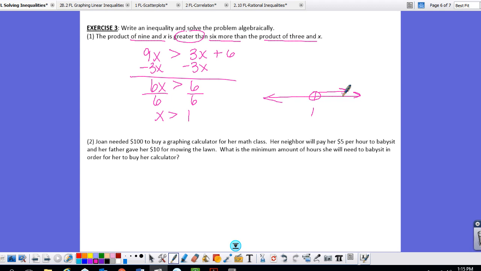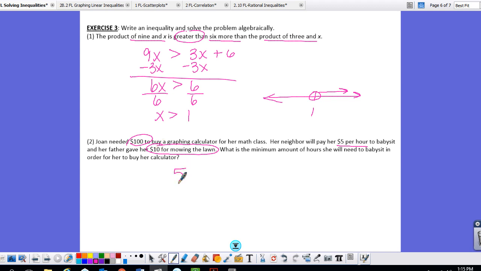Next one, Joan needed $100 to buy a graphing calculator for her math class. Her neighbor will pay $5 per hour to babysit, and her father just gave her $10 for mowing the lawn. What's the minimum number of hours she's going to need to babysit in order to buy the calculator?